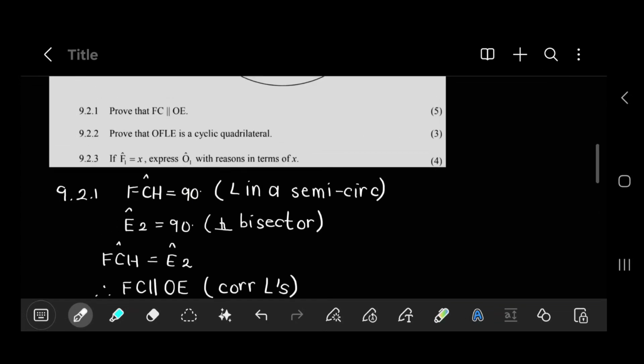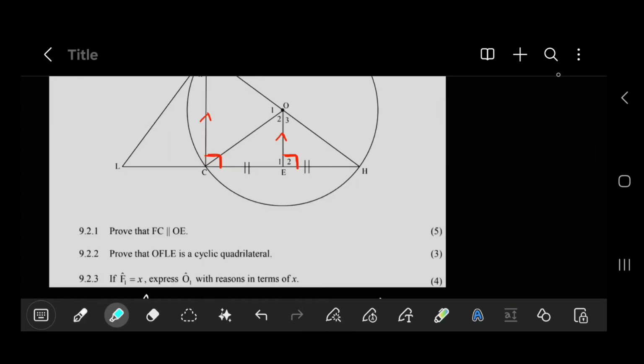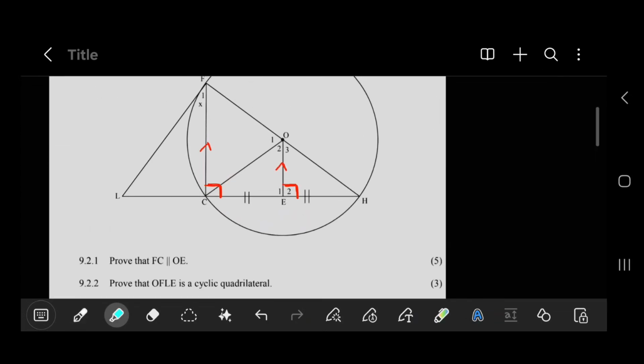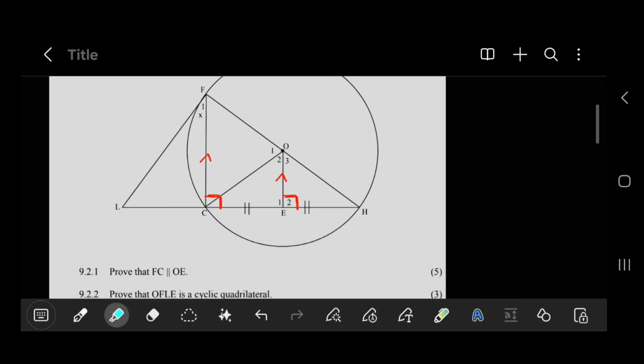Now we are on to 9.2.2, and 9.2.2 says prove that OFLE is a cyclic quadrilateral. Let's find that. OFLE. So we need to show that that shape is a cyclic quadrilateral.